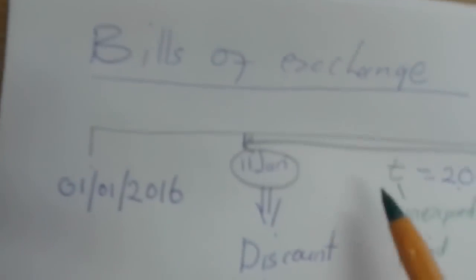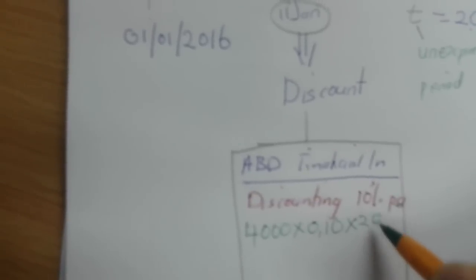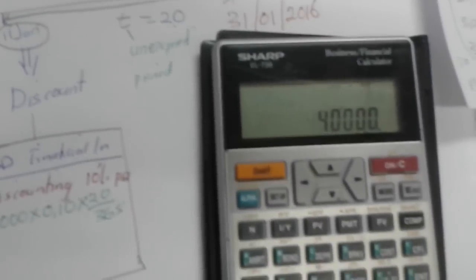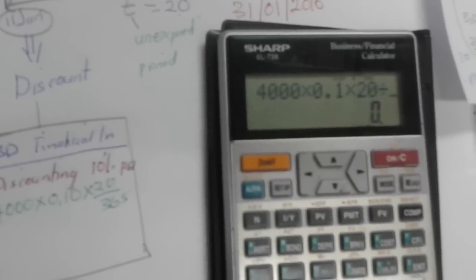Then they're going to multiply by their discounting rate, which is 10%. But remember, this is 10% per annum, and our T is not even a month. Our T is only 20 days. So they must adjust it accordingly, times 20 over 365. So now, quickly, let's do that. 4,000 multiplied by 0.1, multiplied by 20, divided by 365.